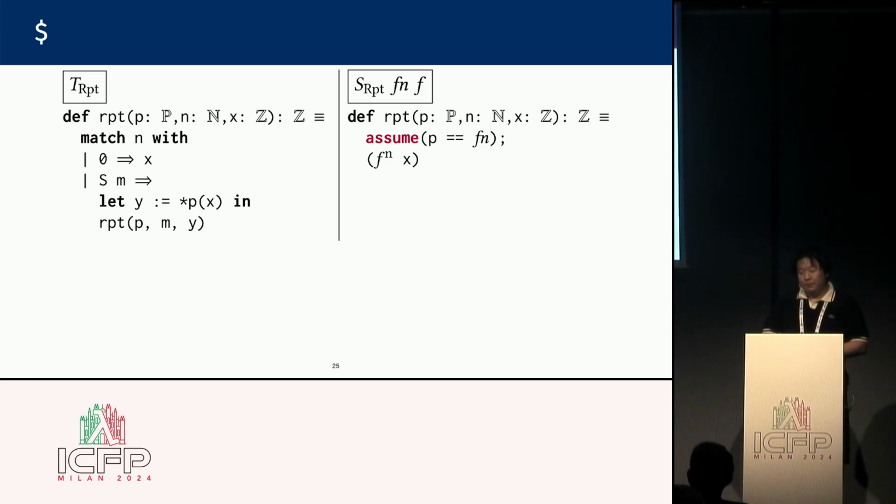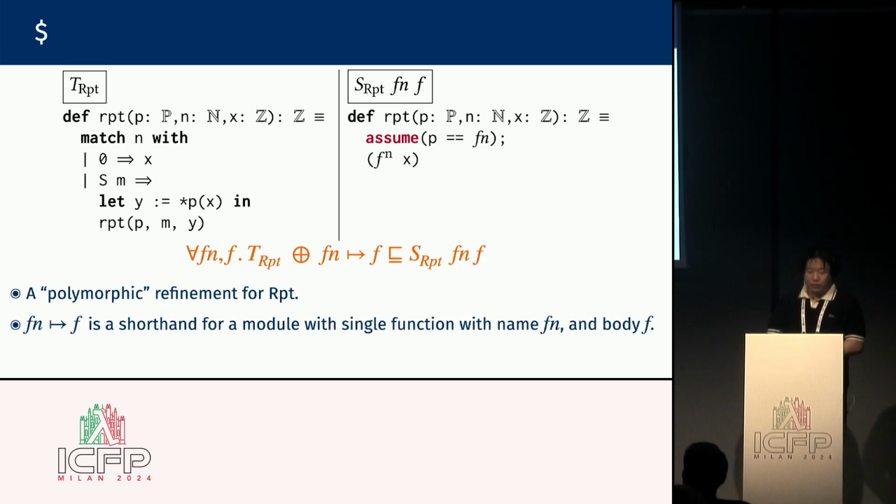The spec module is parameterized with fn, the function name it is meant to serve, and f, the function body. It dynamically checks whether the given function pointer is the one it is expecting, and triggers undefined behavior otherwise. If it passes the check, it uses the mathematical repeat operator to compute the result directly. With this spec module, we can establish the following refinement.